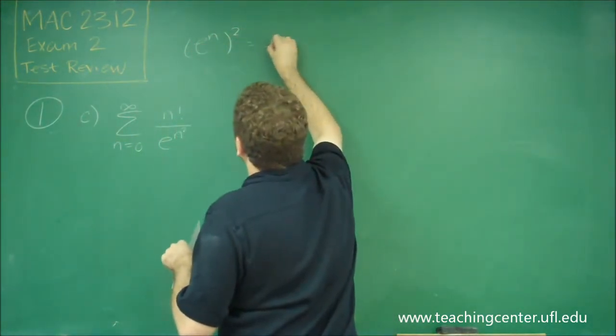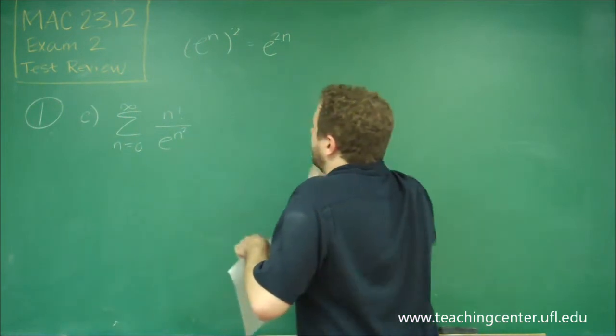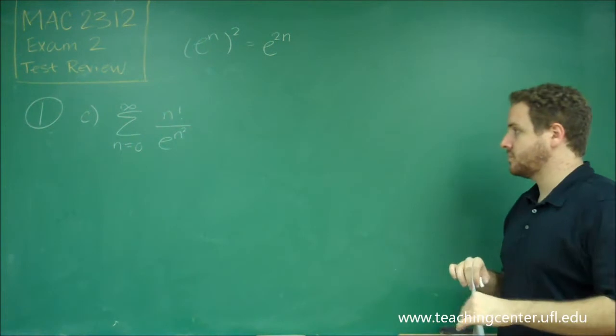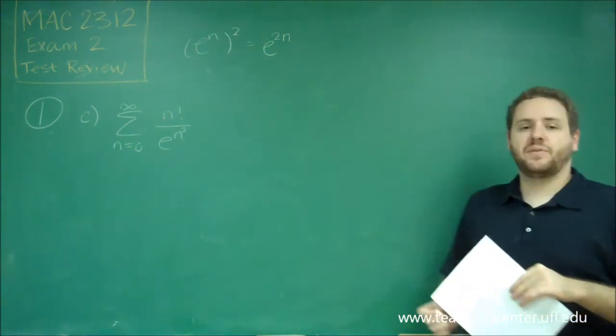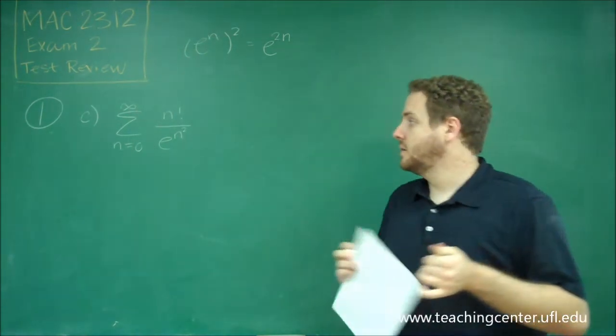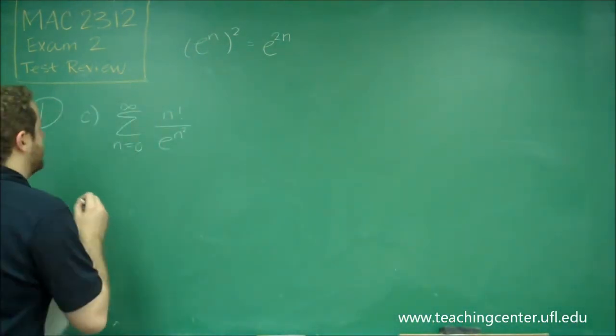Remember that e to the n quantity squared is equal to e to the 2n. This is saying we're raising e to the n squared power. So anytime you have factorials, that should be the sign that if you're going to test it, you have to use the ratio test. So we're going to use the ratio test.